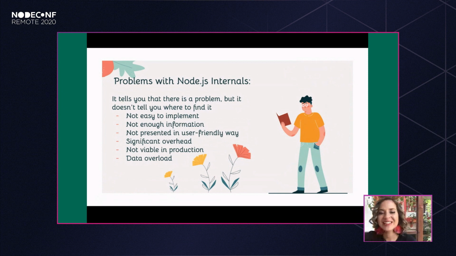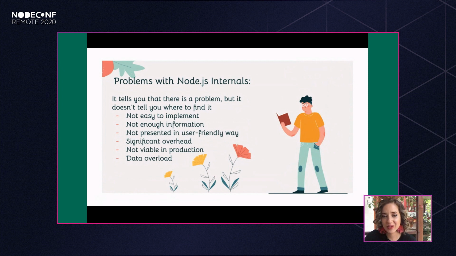Some of the problems with things that Node.js already provides with Node.js internals, like profiling, performance hooks, and others, is that they tell you that there is a problem, but they don't tell you where to find it. Also, sometimes they're not easy to implement, or give you no information, or it is not presented in an easy way, like graphs or other performance metrics that external tools provide. Also they have significant overhead, generally not viable in production. And they also provide data overload, which means there is a ton of data and it requires expertise to separate the signal and significant data from noise.